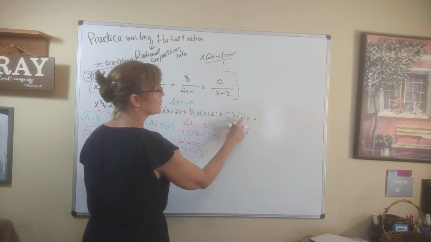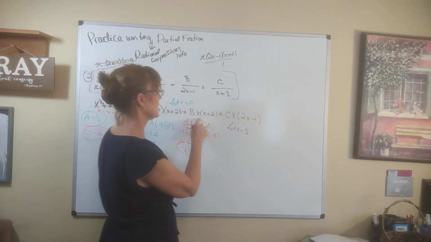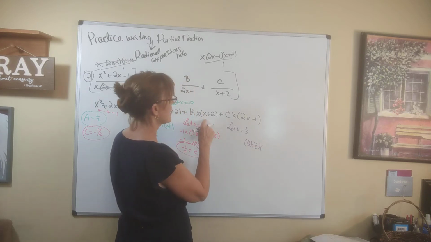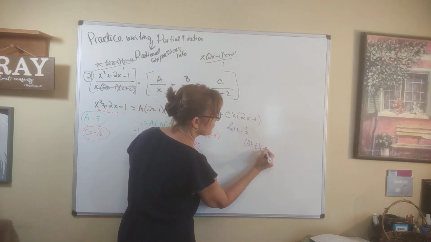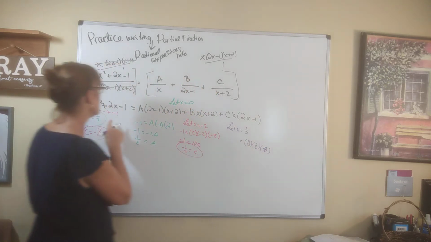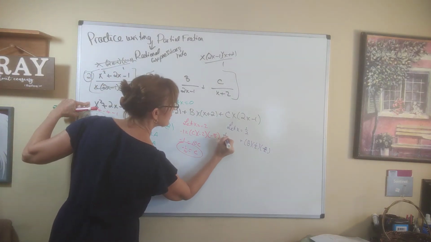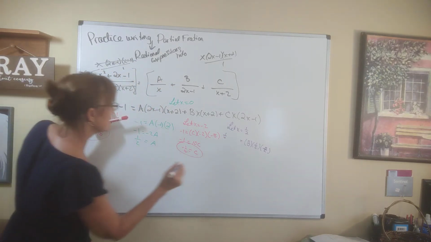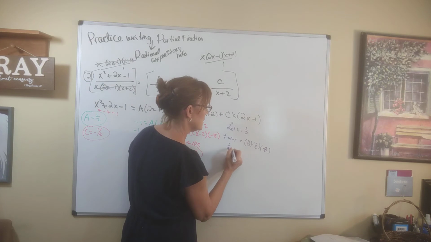If I let x be 1/2, 2 times 1/2 is 1, minus 1 is 0. Then that's 0, and that's 0, and I'm left with this. So I get b times 1/2 times 1/2 plus 2 is 5/2. 5 over 2. That's what I get. On the left side, if x is 1/2, I get 1/2 squared, which is 1/4, plus 2 times 1/2 is 1 minus 1. All right, so I get 1/4 is equal to b times 5/4.